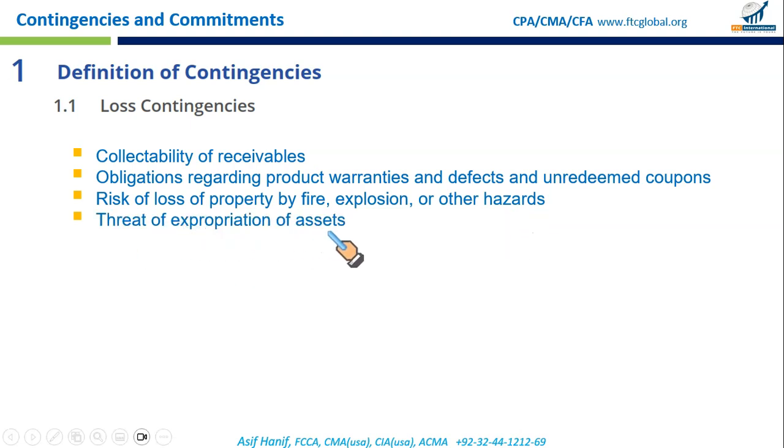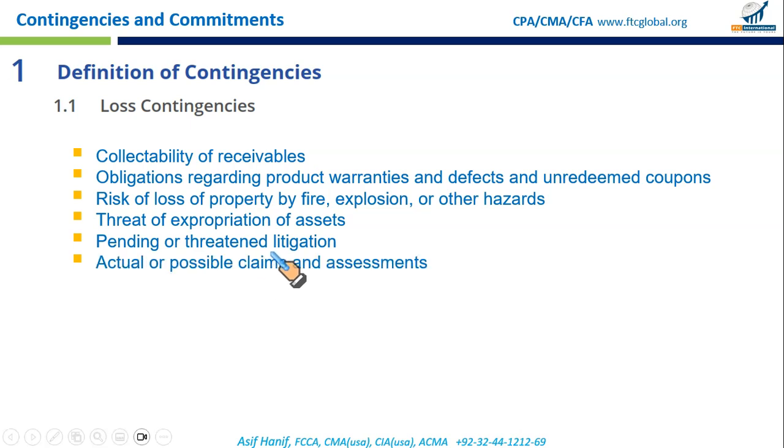Threat of expropriation of assets. Like a company operating abroad faces the threat that its plants and machinery may be seized by the host government. Pending or threatened litigation. Let's say one of our employees got seriously injured while on work and he believes he was injured because the company did not provide him the safety gear. So he's asking for $1 million compensation. This lawsuit that claims $1 million in damages against the company is a loss contingency.